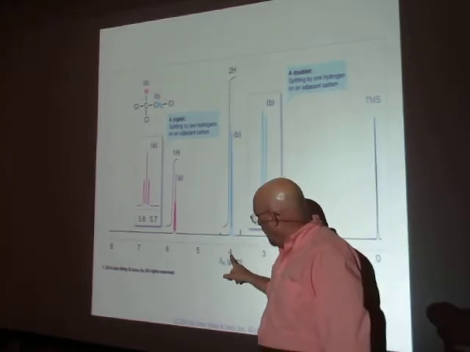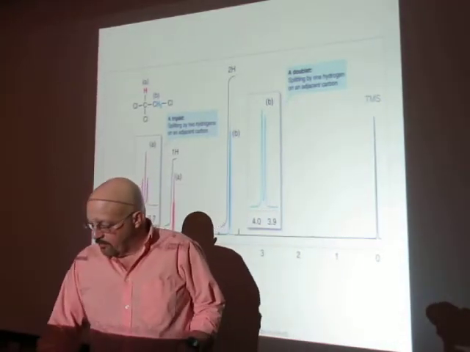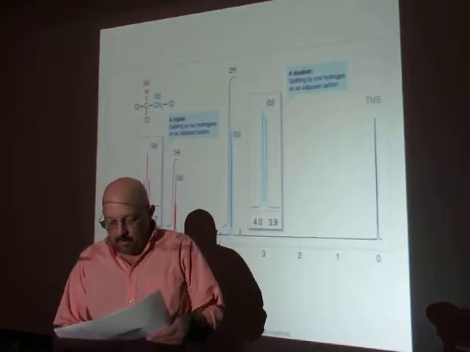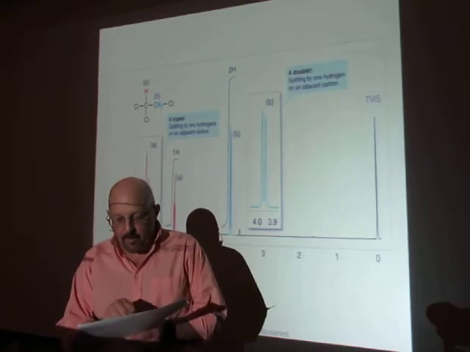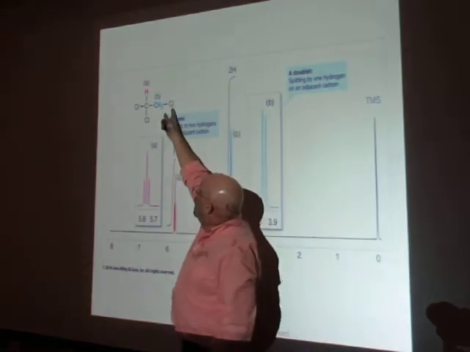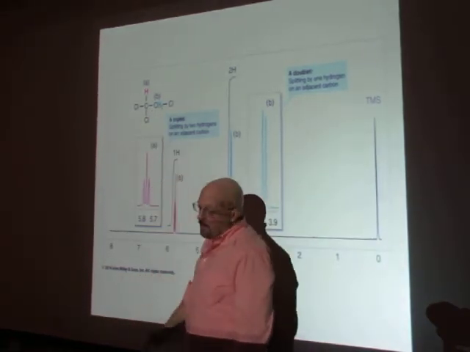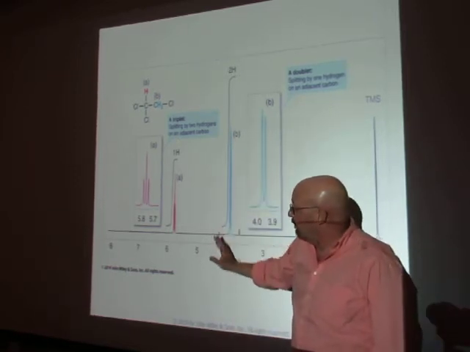We have a signal right at 4 ppm. If you look at your summary chart that I gave you, 4 ppm is protons on a carbon connected to an electronegative atom. And I have an electronegative atom, that's my chlorine there. So we have protons on a carbon connected to an electronegative atom. That's what's coming here at 4.